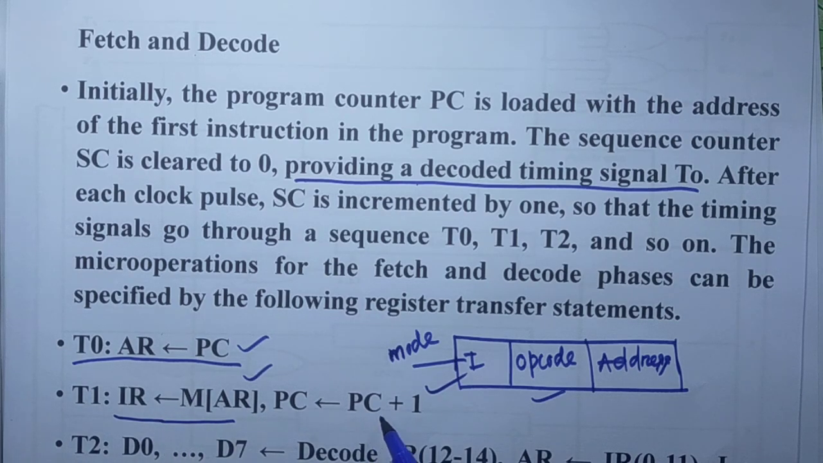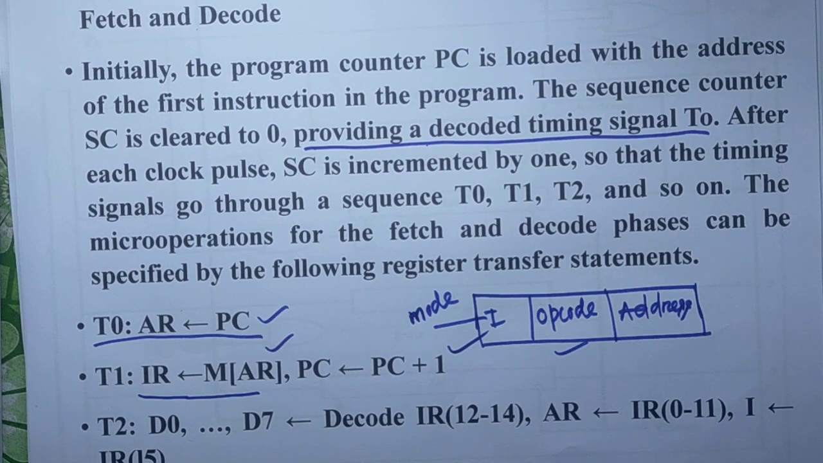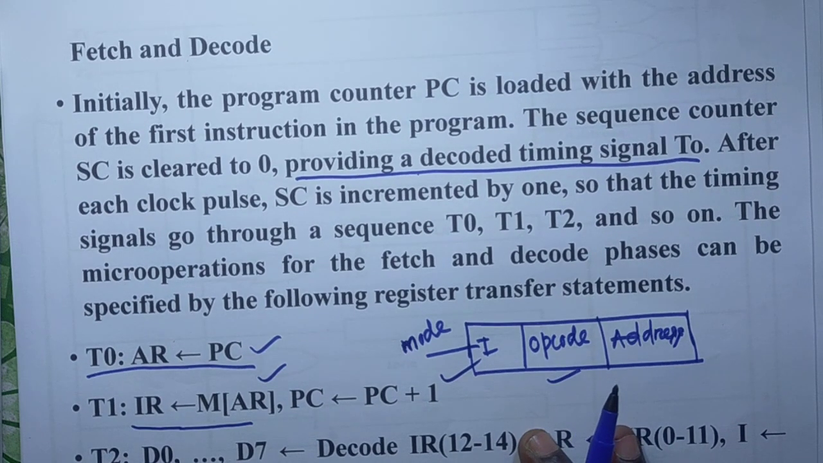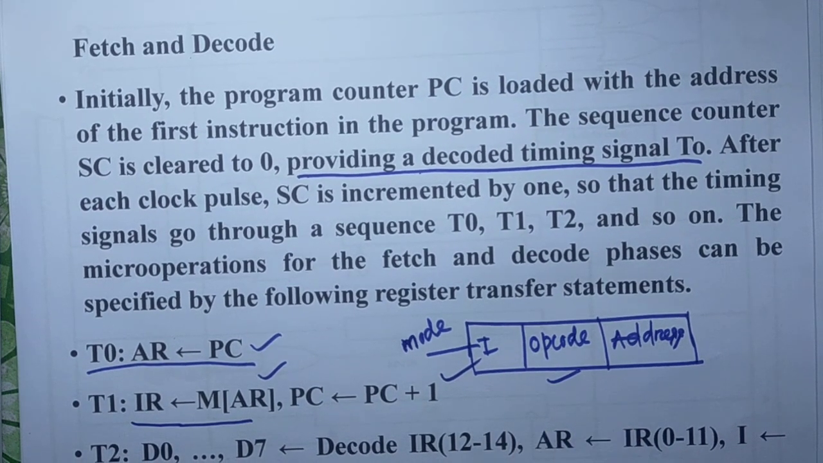At that time the PC will be increased. Then at the second or next clock pulse, we decode the whole instruction.